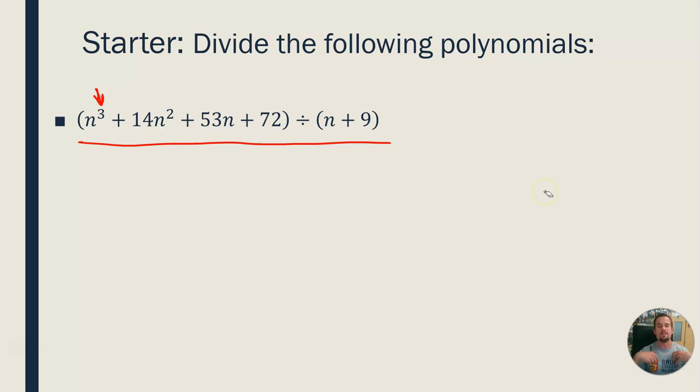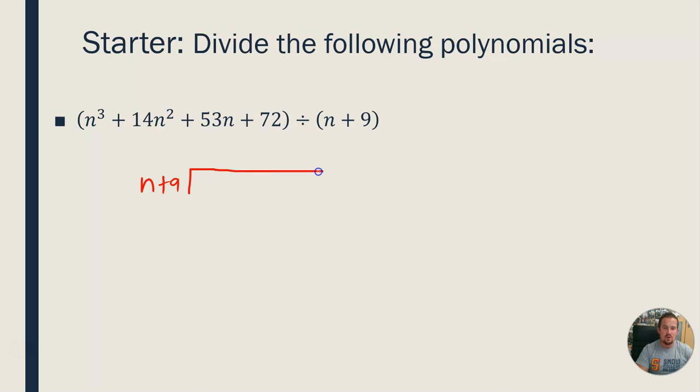So today we're going to be talking about something called synthetic division, which isn't really another method. It's almost like a shortcut, I would say, for polynomial long division, of which you've already learned about. So before I show you how to use synthetic division, let's rewind a little bit. I have a traditional long division problem, n cubed plus 14n squared plus 53n plus 72 divided by n plus 9. Just to make sure we're all on the same page, let's use polynomial long division to divide n plus 9 into this cubic polynomial.